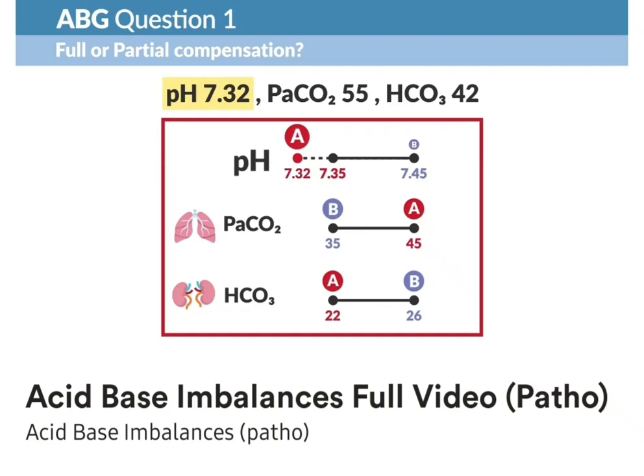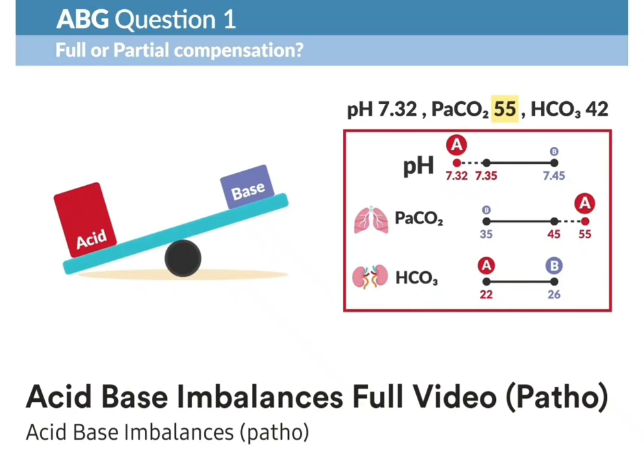Step 2, we're going to find the match like normal, and we find that CO2 is a little bit high and in the acid range. So we know the respiratory icon, it's respiratory acidosis. So the body is in an acidotic state.